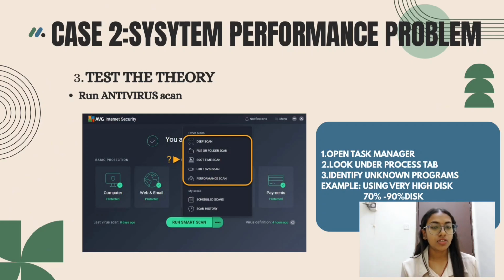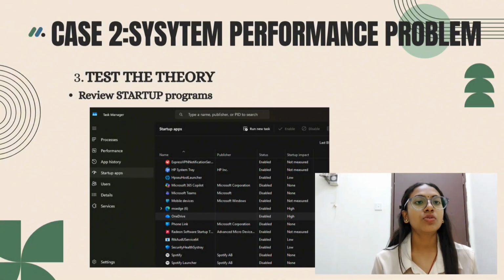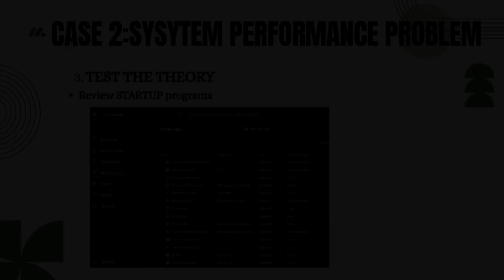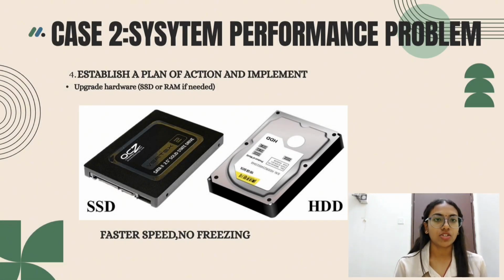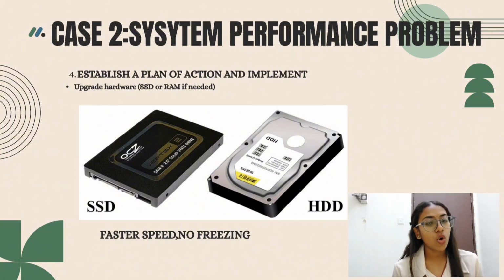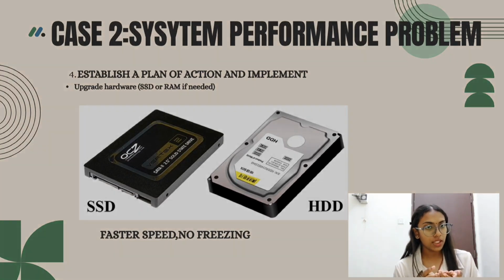For the steps, you need to open the Task Manager, look under the process tab, identify unknown programs, for example, using very high disk, 70% to 90% disk. At last, you need to review the startup programs. For the fourth step, you need to establish a plan of action and implement. Upgrade hardware, which is SSD or RAM if needed. It gives faster speed and no freezing.